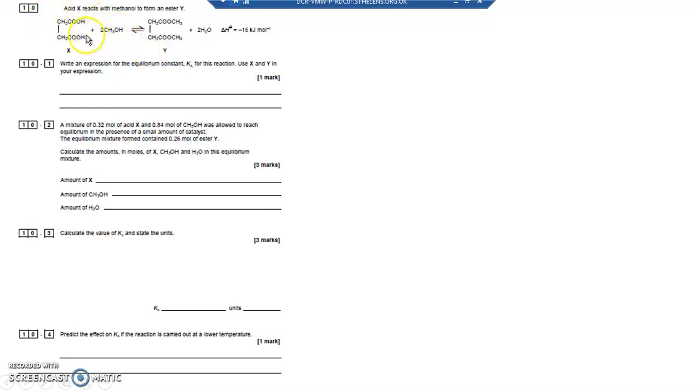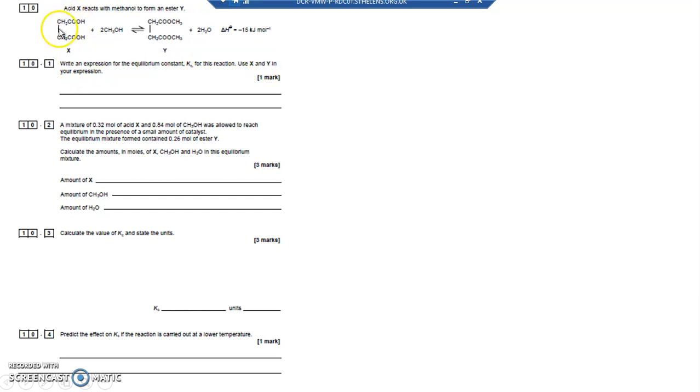Question 10, this is an equilibrium question. So I've got this dicarboxylic acid, I've got methanol, it looks as if I'm making a diester, two esters within the same molecule, and 2 moles of water. Write an expression for the equilibrium constant for this reaction. Use X and Y in your expression.